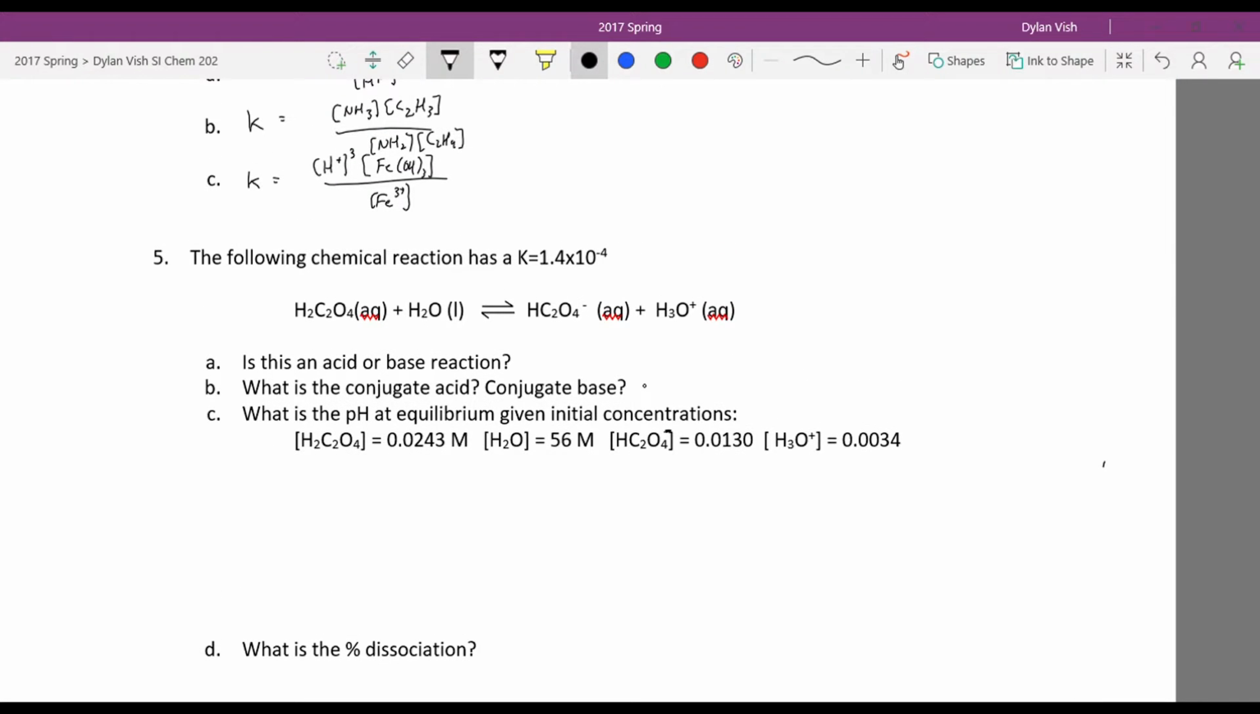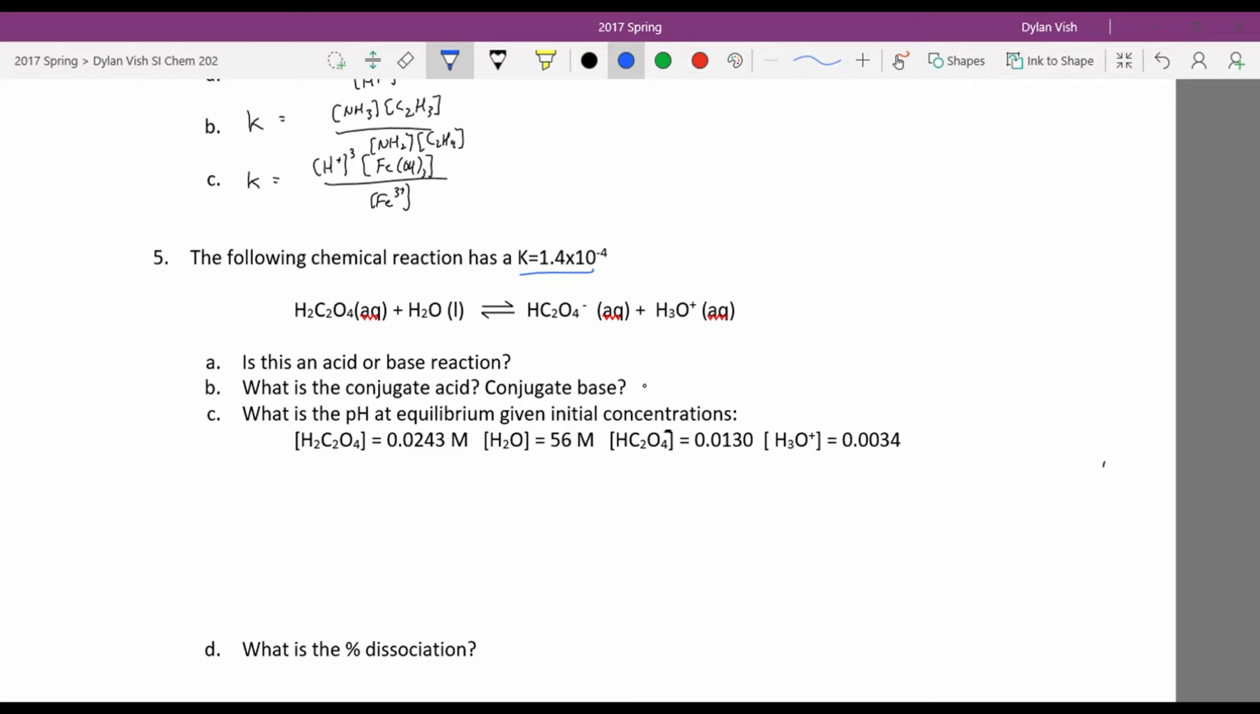Alright, so let's start working on this number 5, the math problem here. Might be a little difficult. So we have this nice little equation here, and they give us this K value right here. So we will see what we can do with this. Well, the first question seems simple enough. Is this an acid-base reaction?